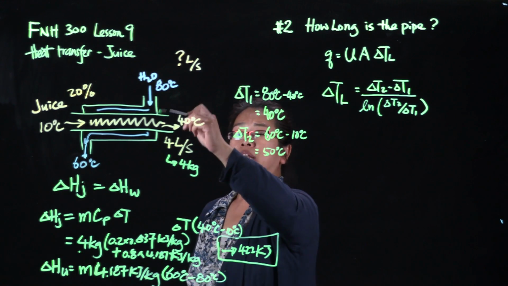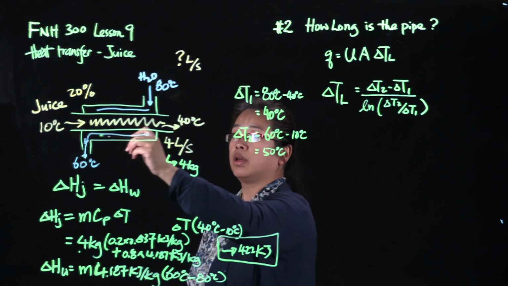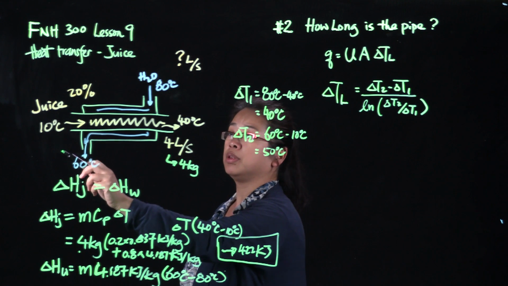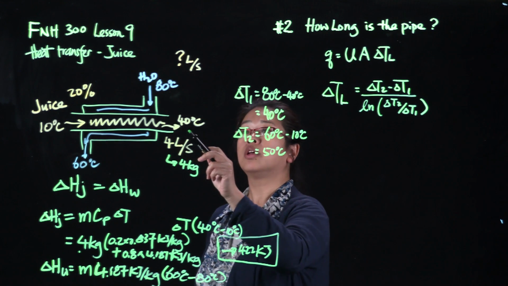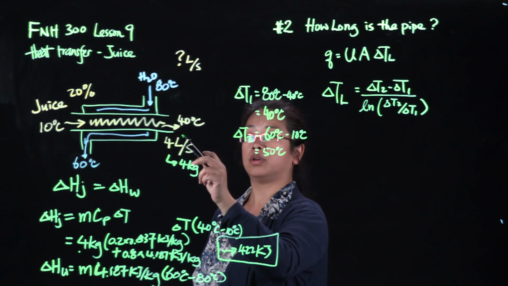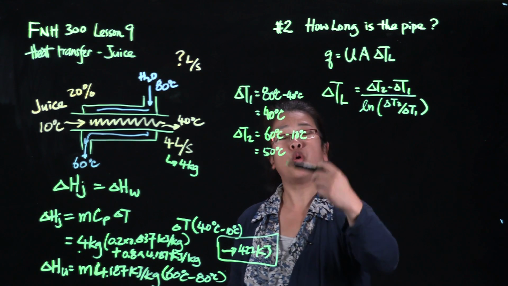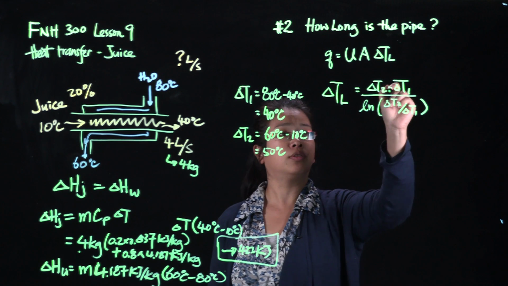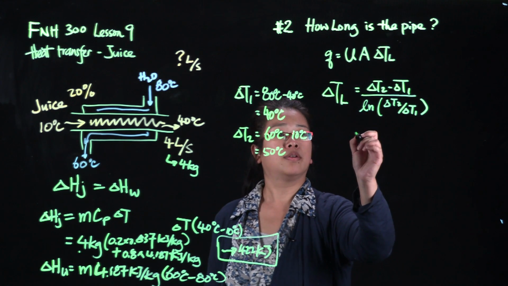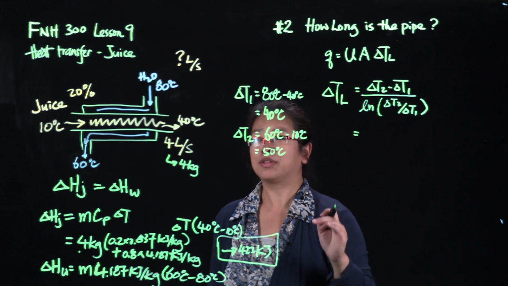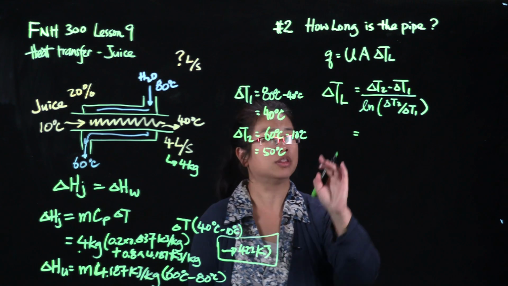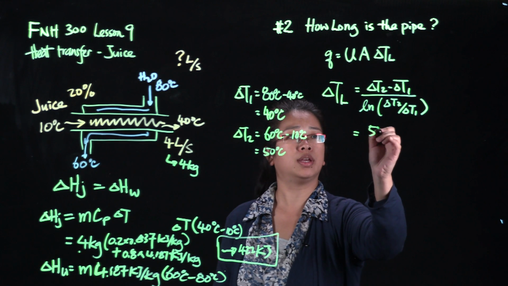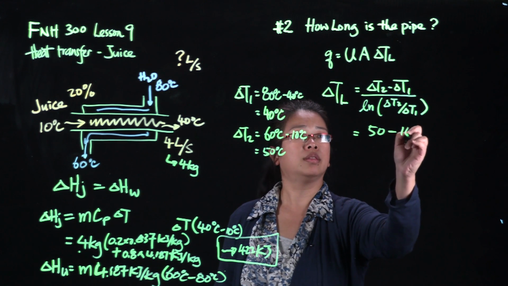The temperature gradient is different along the pipe. As we saw, here we have a difference of 50 degrees Celsius. Here we have a difference of 40 degrees Celsius. So we will need to know an overall temperature difference along the pipe, and we will need to use this equation, something that we've derived by some genius mathematician. So it's the change of the temperature at the end, so it's 50 minus 40.